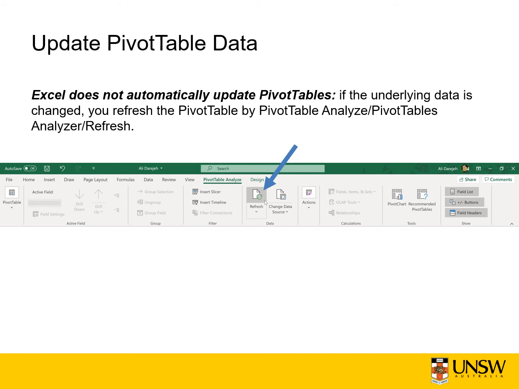One important point about pivot table is that if you make changes to the underlying data in the pivot table, you must update the pivot table, since Excel doesn't automatically update pivot tables. To do this, click the pivot table and go to the PivotTable Analyze tab and click Refresh.